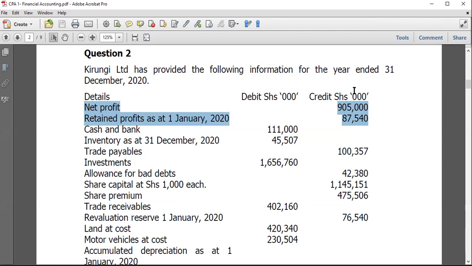Okay. Now, it's not a surprise that you see net profit and retained profits having a credit balance, because this is net income. It's basically your income less your expenses. So whatever remains is basically a credit, and income has a credit balance. So that is why we are seeing it on the credit side.